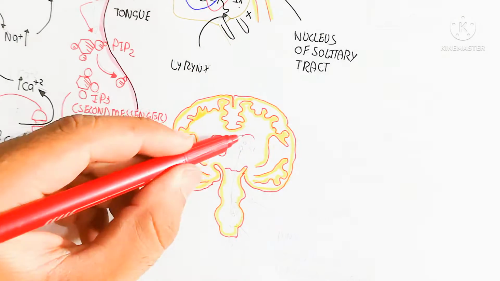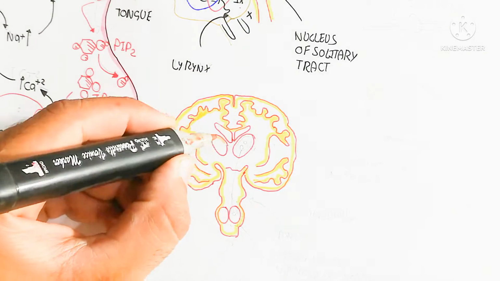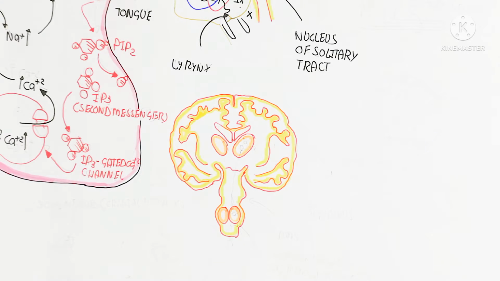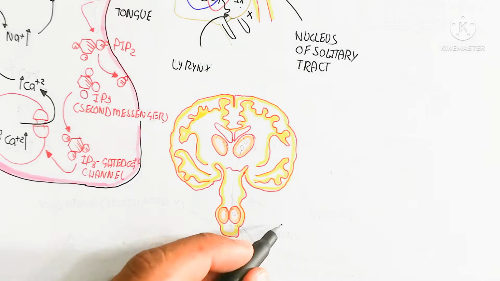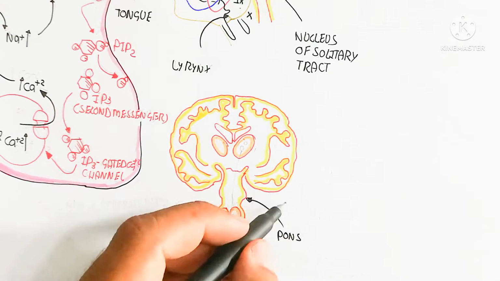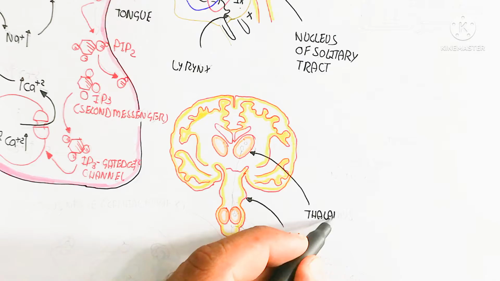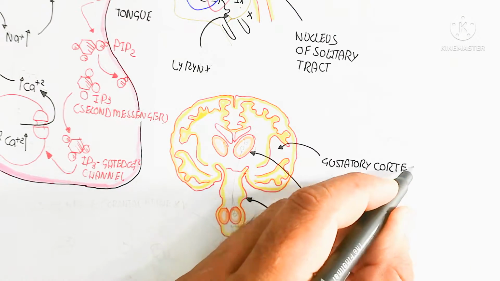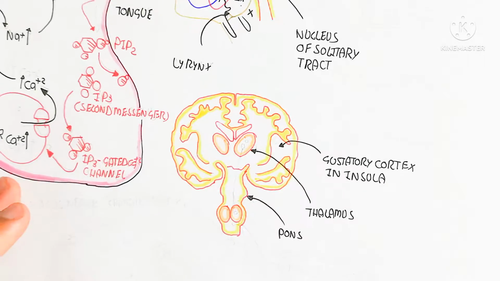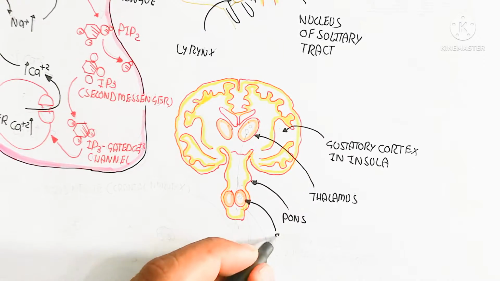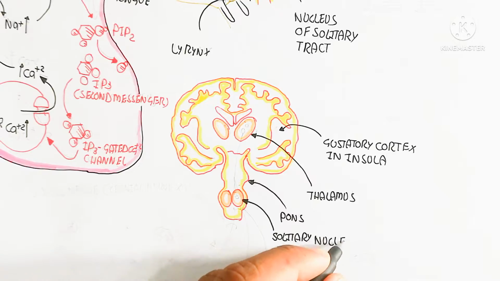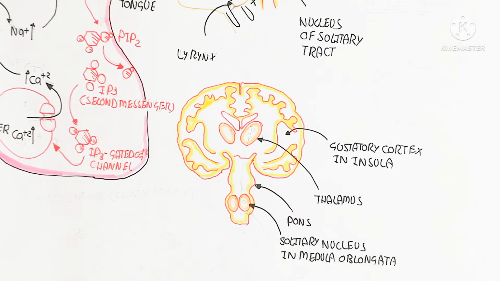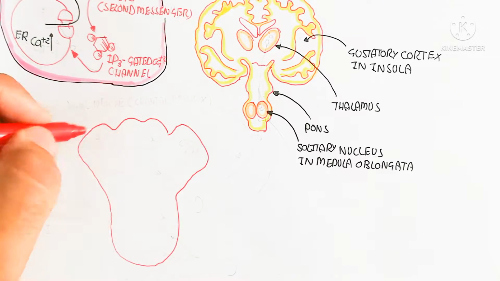This is the front cross section of the brain, which contains the thalamus. The thalamus transmits the signal to the gustatory cortex in the insula, and this is the pons, as well as here is the solitary nucleus in the medulla oblongata, not medial but solitary nucleus in the medulla oblongata.